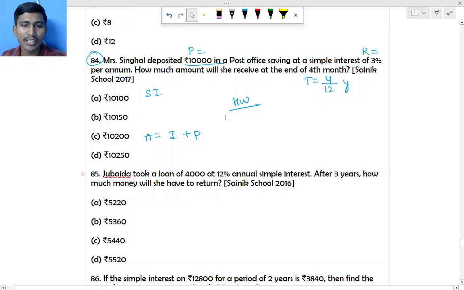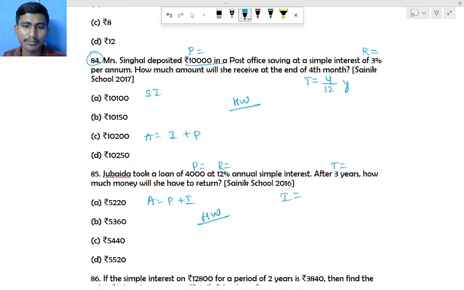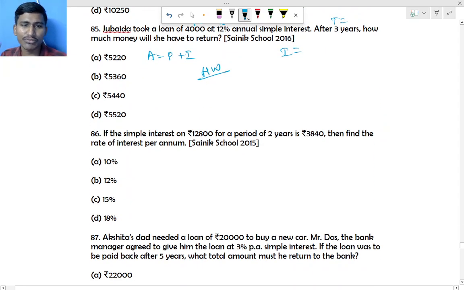Next is Zubaida took a loan of 4,000 rupees at 12% per annum. After 3 years, how much money will she have to return? We have to find the total amount, principal plus interest both. Principal is given, rate of interest is given, and time is given. First you find the interest and then add it to the principal, and you will get the answer. Understand? Homework. All these types of questions we have done.